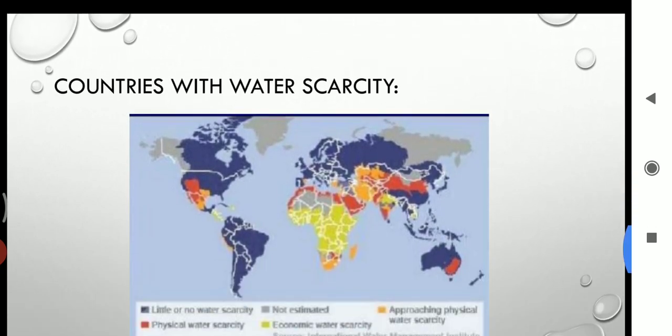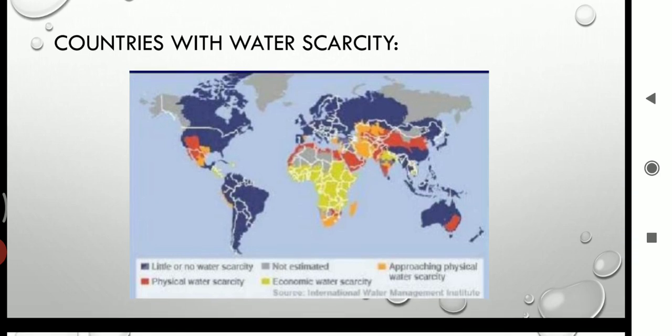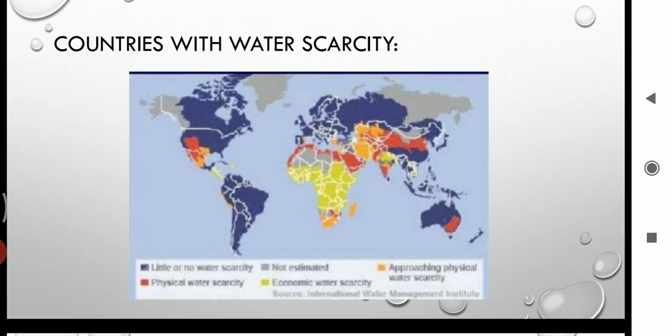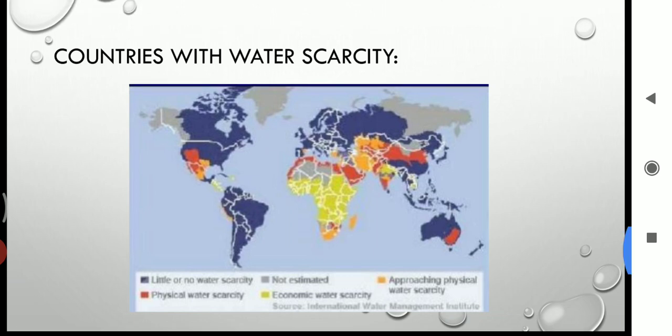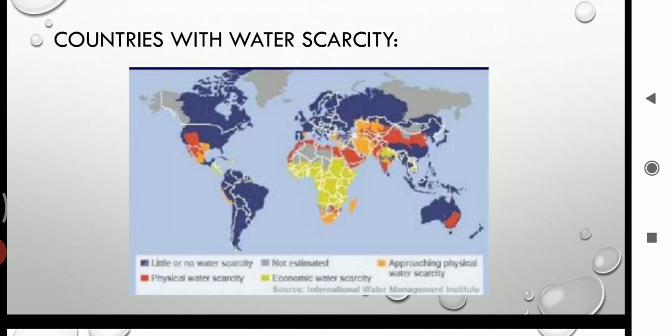You see countries with water scarcity at the globe level, that is, the world level. The pale blue indicates little or no water scarcity. So South America, North America, and some parts of Asia and Australia all have sufficient water. There is no water scarcity, whereas the dark blue involves little or no water scarcity, and some gray color states that water scarcity has not been estimated so far.